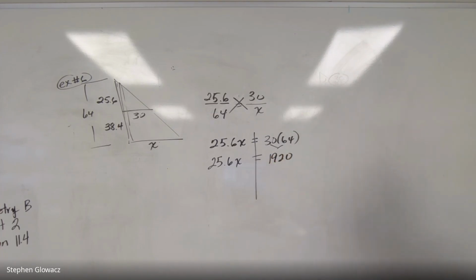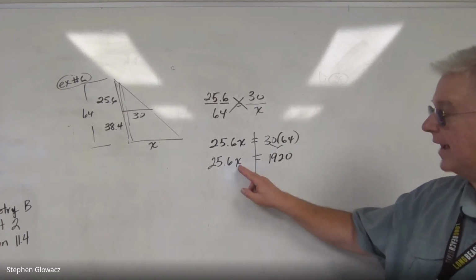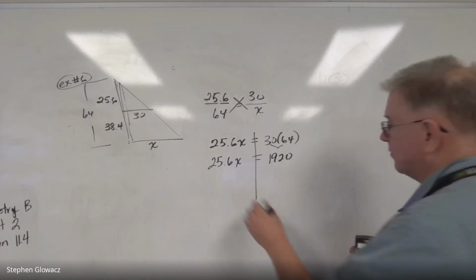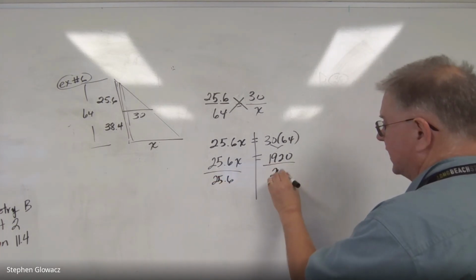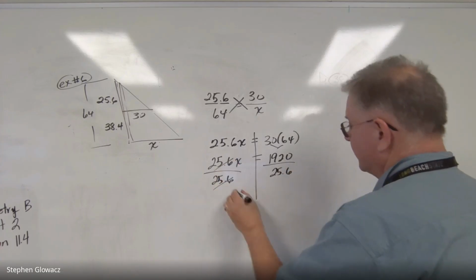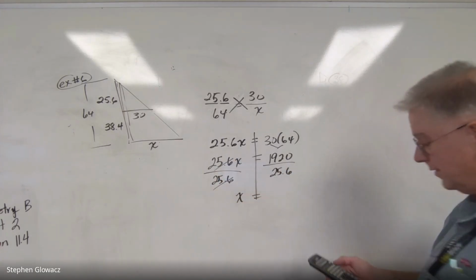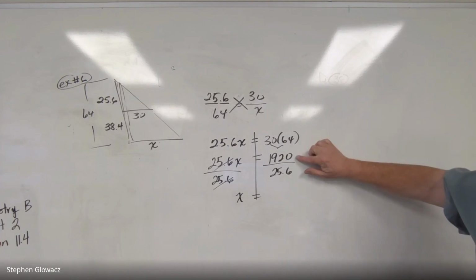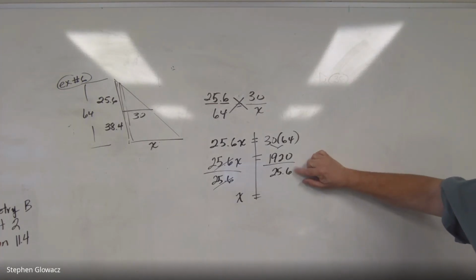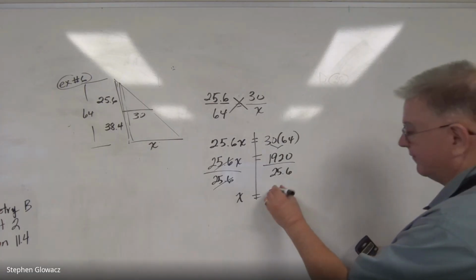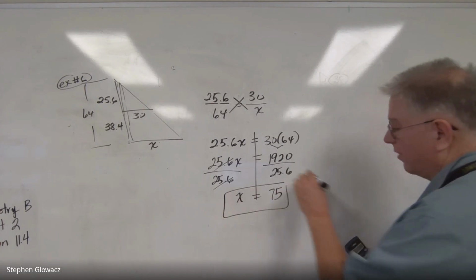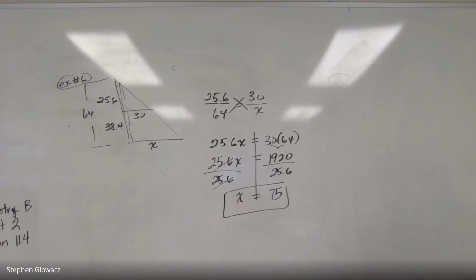1,920. And then for our final step, x is being multiplied by 25.6. So we divide 25.6 to both sides. And the 25.6's cancel. We divide 1,920 by 25.6. Remember that fraction bar indicates division. And we get 75. And so our answer for our final example is 75 units.